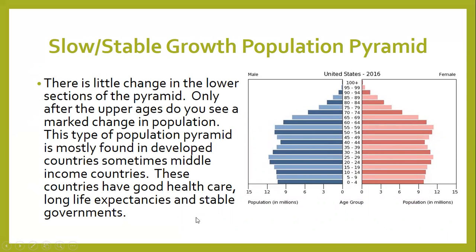So you can see that this is slow, stable population growth. There is little change in the lower section of the pyramid. Only after the upper ages do you see a marked change in population. This type of population pyramid is mostly found in developed countries, sometimes middle-income countries. These countries have good health care, long life expectancies, and stable government structures.